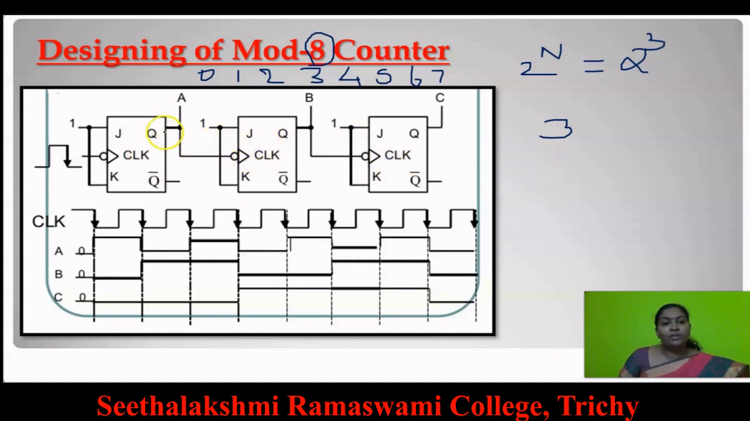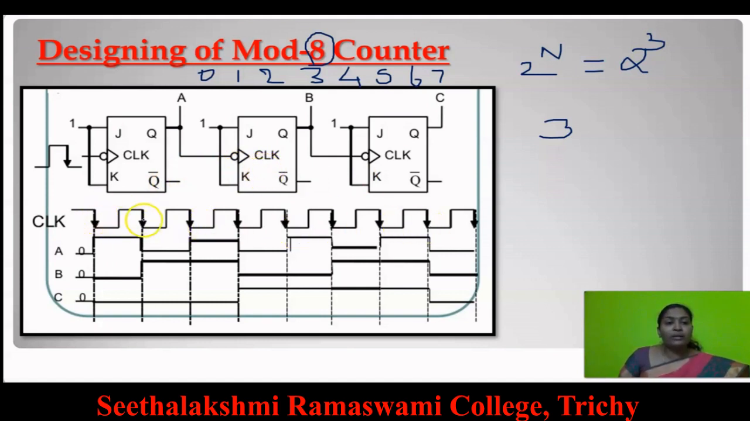See here, Q is connected to the second flip-flop. This Q is connected to the third flip-flop. As Q is connected here, it is going to work in the count up mode. If we connect Q bar as a clock, then it will be working in the count down mode. So this is the clock pulse diagram.